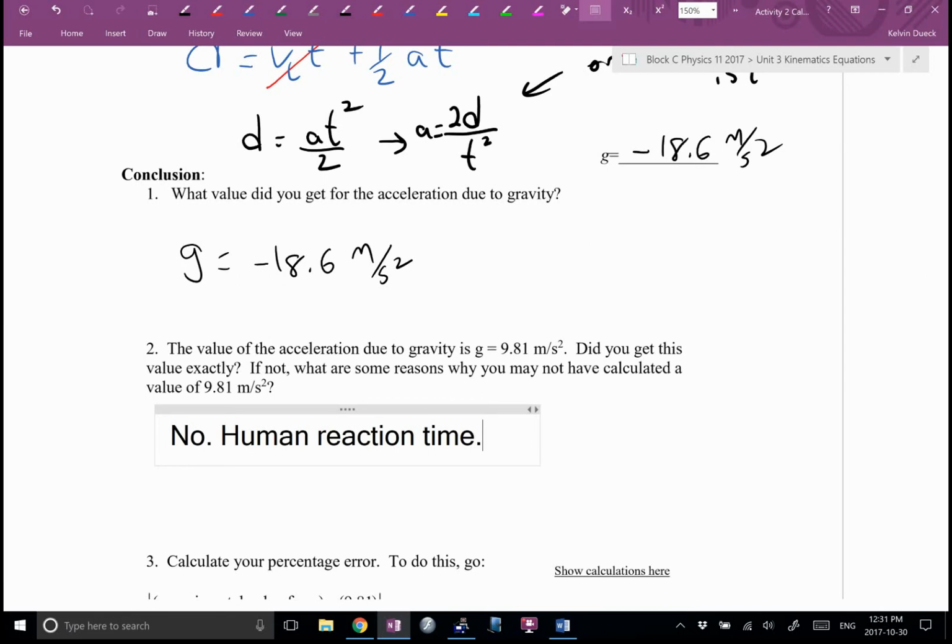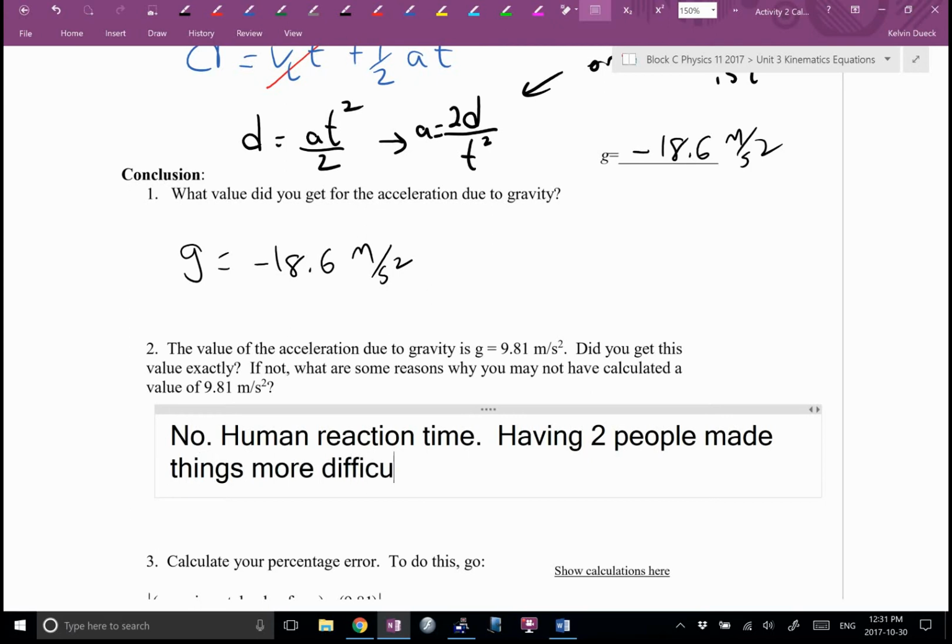I don't have fancy equipment. Okay. Also, I think another source of error, having 2 people made things more difficult. Because even if you were timing when you said go, Tristan, maybe your partner was a bit slow on the drop or you were too quick on the drop.